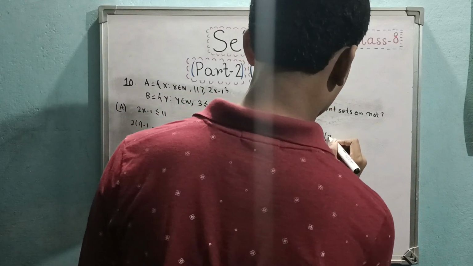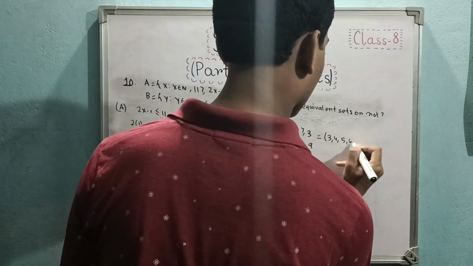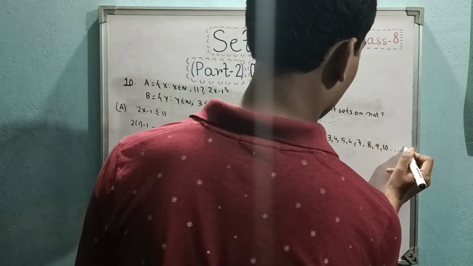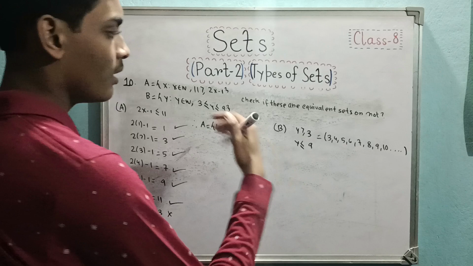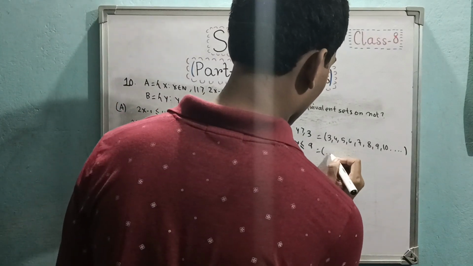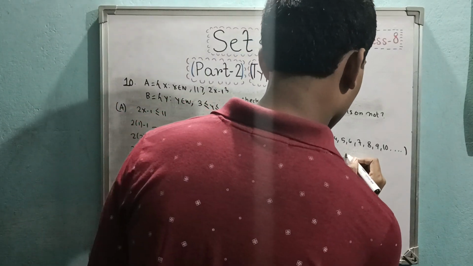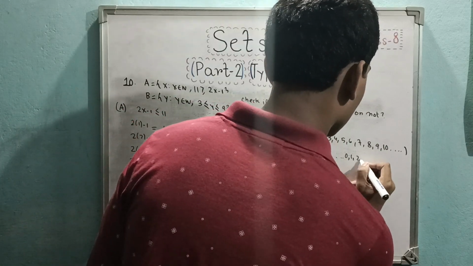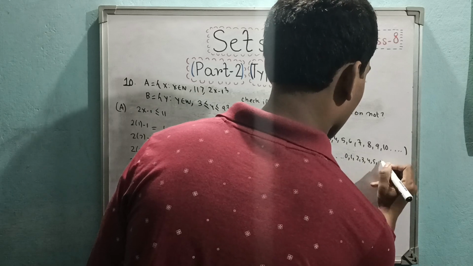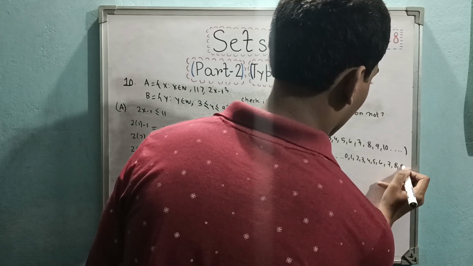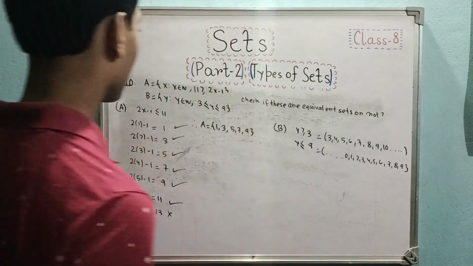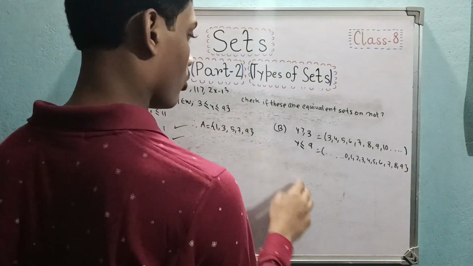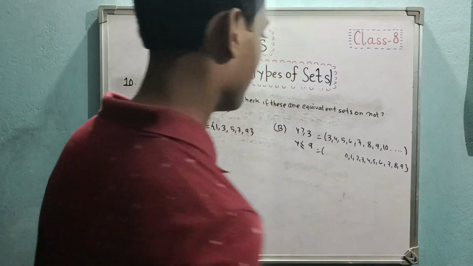Now let's write this: 3, 4, 5, 6, 7, 8, 9, 10, and it keeps going on, it is endless. Y ≤ 9 means up to 9, where y is a whole number. So 0, 1, 2, 3, 4, 5, 6, 7, 8, 9. No, this is not endless. Whole numbers, right? So this will be 0 to 9.